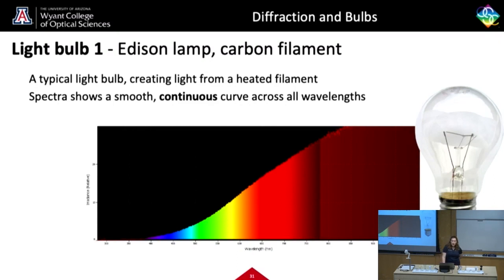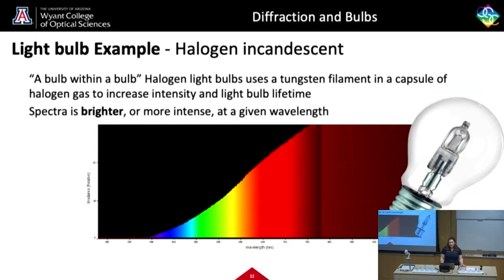So going back to that first light bulb, the Edison lamp carbon filament, you can see that all of these colors that we see have this nice gentle slope, and we would call this a continuous spectrum across all wavelengths. It looks a lot like those black body curves I was showing you before. The halogen incandescent is a bulb within a bulb. It's the same concept as an incandescent, but there's a halogen bulb within this light bulb that allows for a more efficient burning. So the spectra is brighter, as you can see if I toggle between them, than the typical incandescent.